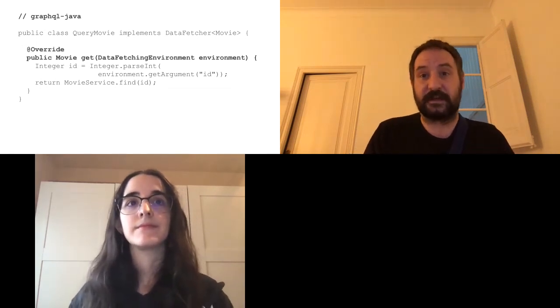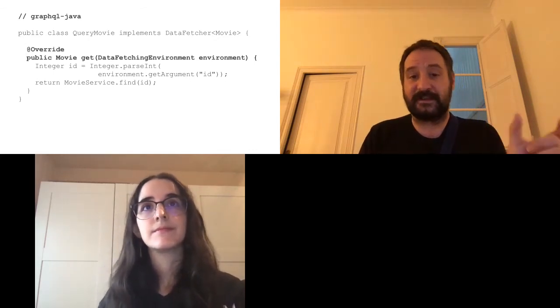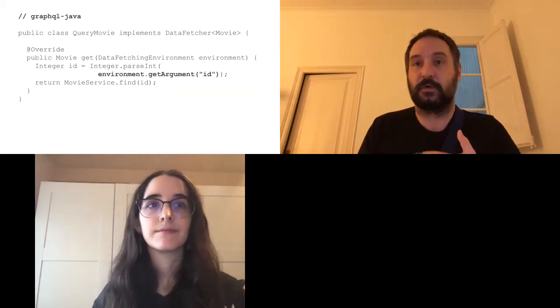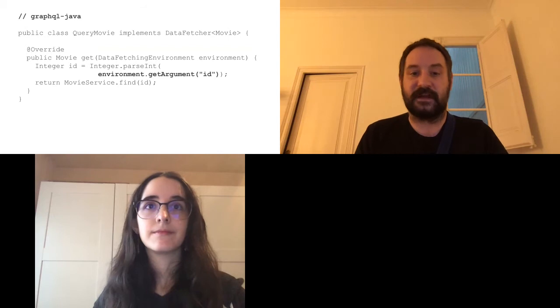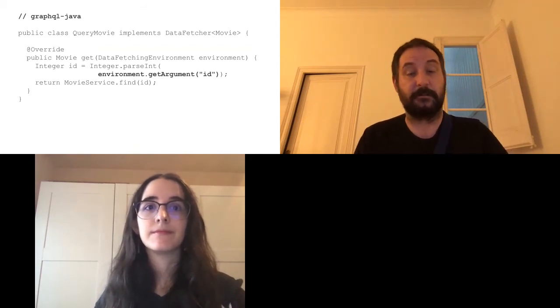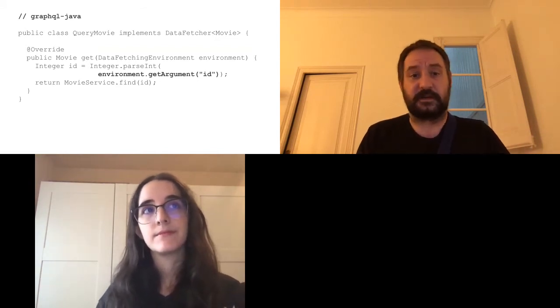In our specific case here, we had a movie field, and that movie field takes an ID, and the environment has all of the arguments that were passed to that field available for it. So in this case, we retrieve that by calling getArgument on the environment, then we turn it into an integer. Everything's happy. We can get the context that we need.